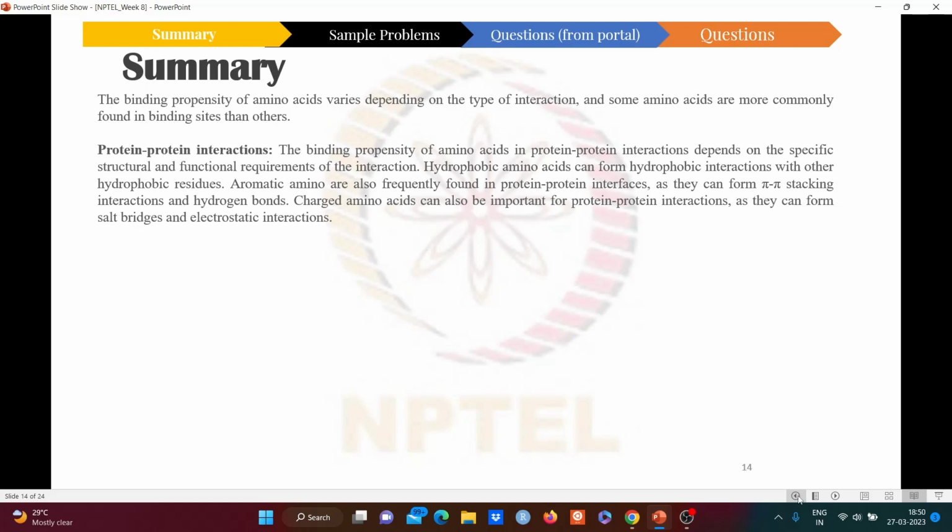Moving to the propensity of amino acids in protein-protein interactions, here we see hydrophobic amino acids such as leucine, isoleucine, and valine are commonly found in protein-protein interfaces, as they can form hydrophobic interactions with the hydrophobic residues. Aromatic amino acids such as phenylalanine, tryptophan, and tyrosine are also frequently found in protein-protein interfaces, as they can form pi-pi stacking interactions and hydrogen bonds. Apart from this, charged amino acids are also important for protein-protein interactions, as they can form salt bridges and electrostatic interactions.